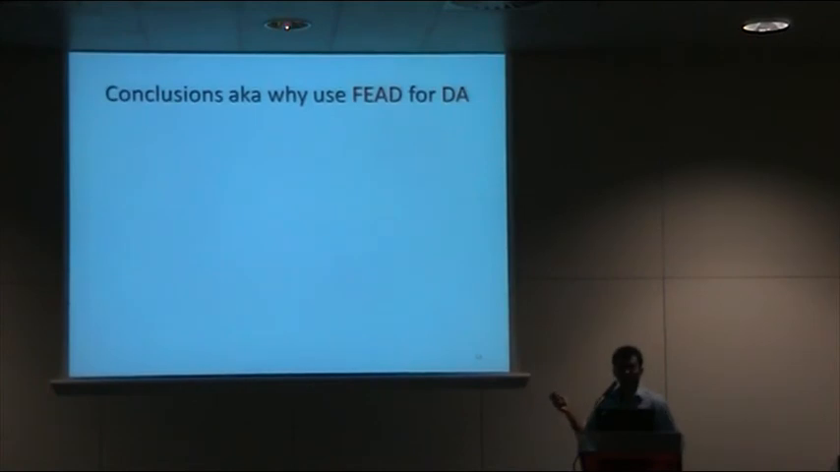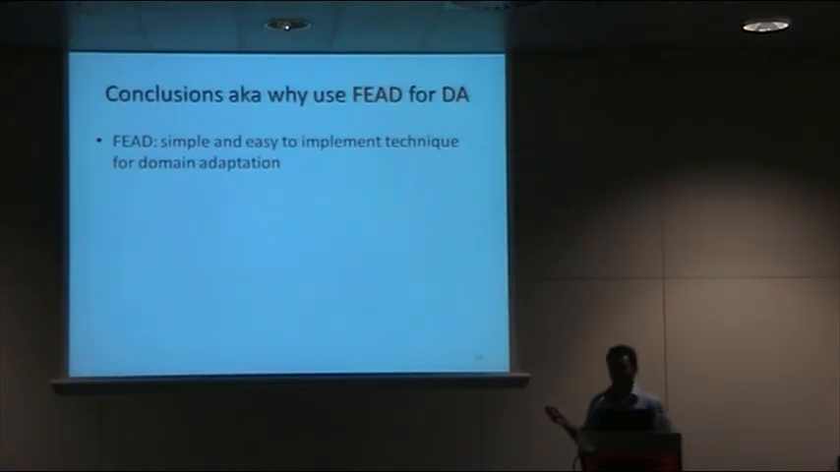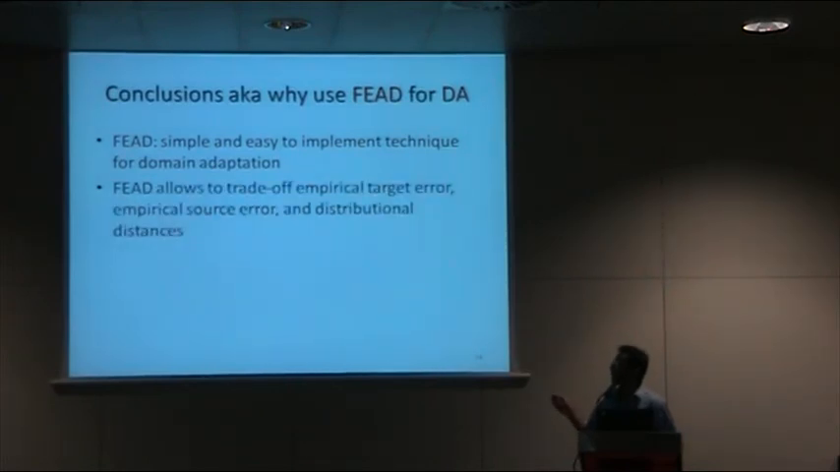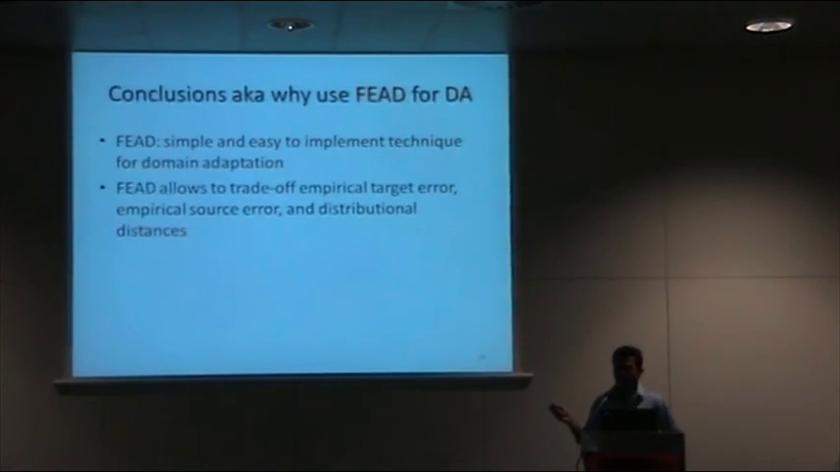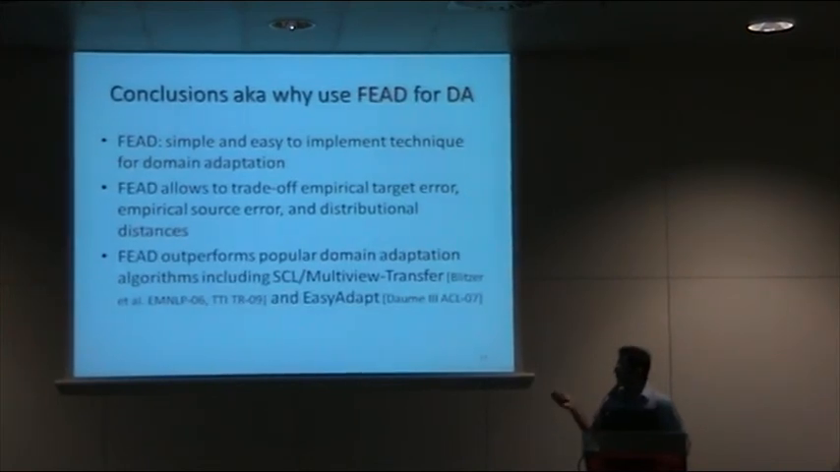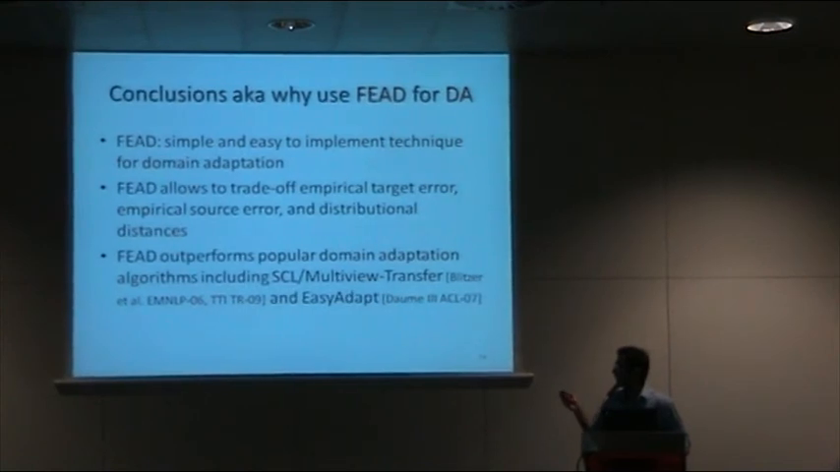And so I'll just finish with conclusions. Our approach feed is a very simple and easy to implement approach, and I hope that it will be used as a good baseline in the future and used in applications. It allows us to trade off empirical target error, empirical source error, and several distributional distances by using the flexibility of ensembles. And it outperforms several popular domain adaptation algorithms, which includes SCL, multi-view transfer, both are the same, and easy adapt.